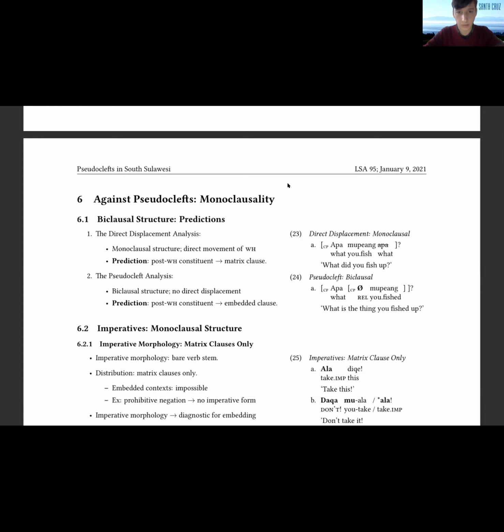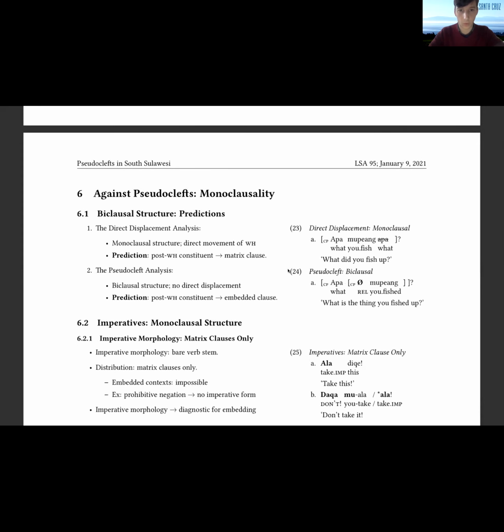So in a direct displacement construction, like "what did you buy?", you just have one clause, right? "What did you buy?" That's one CP. In a pseudocleft, you actually have two clauses. You have a matrix clause, "what is X", and then an embedded clause, which contains the free relative, right? So "what is what you bought?" There's a CP boundary in between the matrix WH word "what", and the stuff which follows in the free relative, right? So that's schematized in 24a.